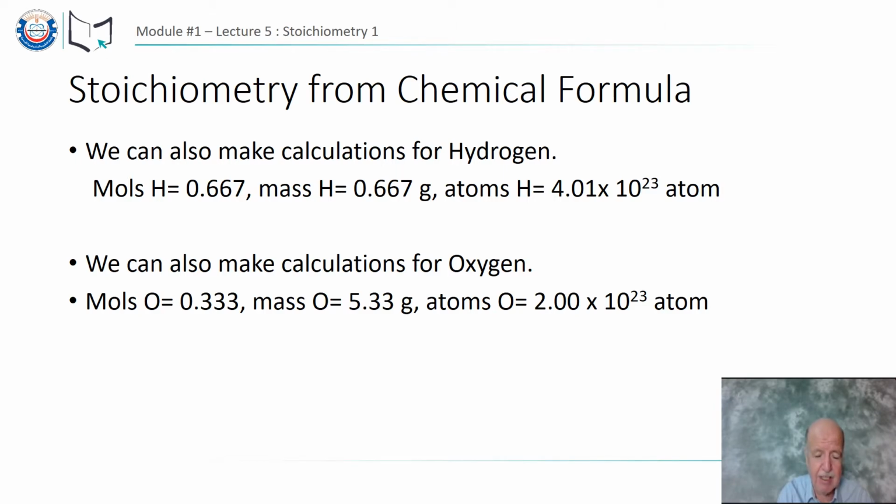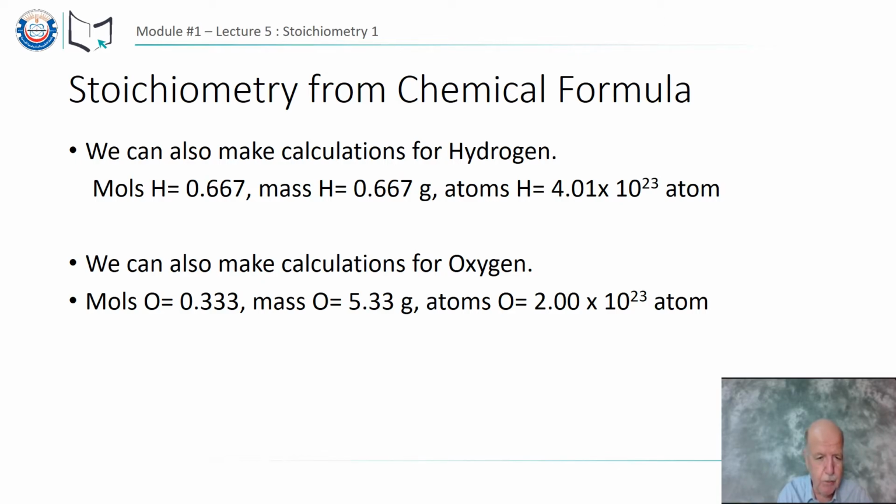If I need atoms of hydrogen, multiply moles of hydrogen by what? By Avogadro's number. If I need mass of hydrogen, multiply moles of hydrogen by its atomic mass, which is 1 gram per mole. Use your calculator. These are the numbers which you should get.